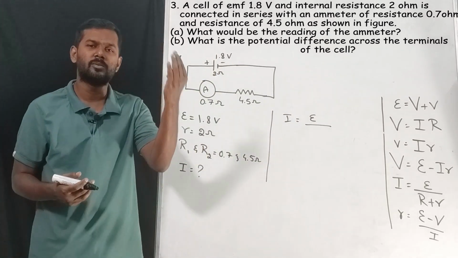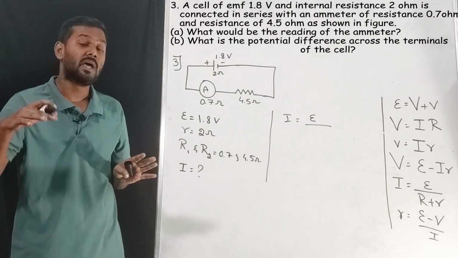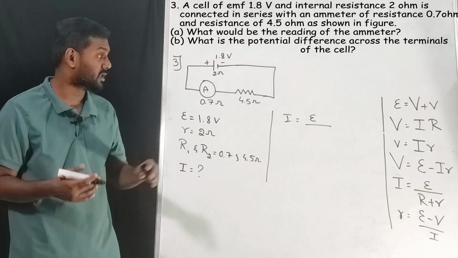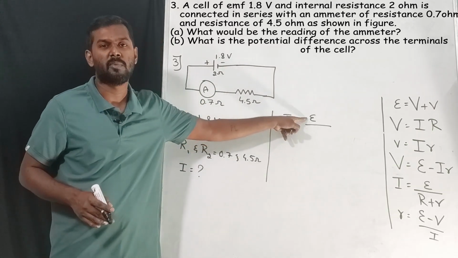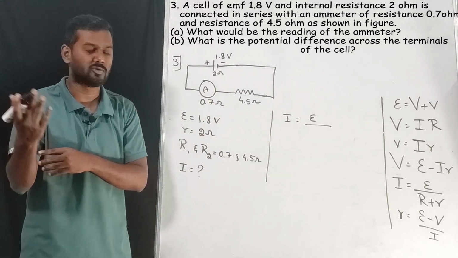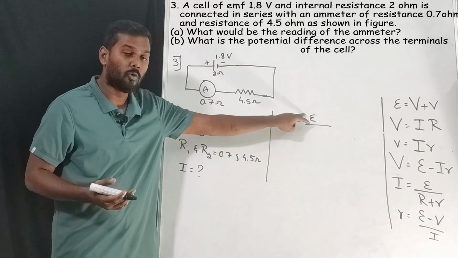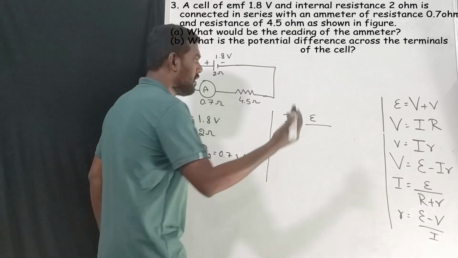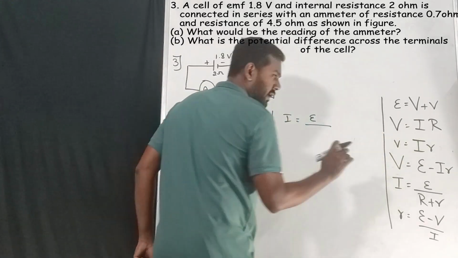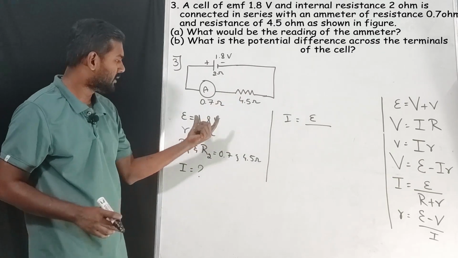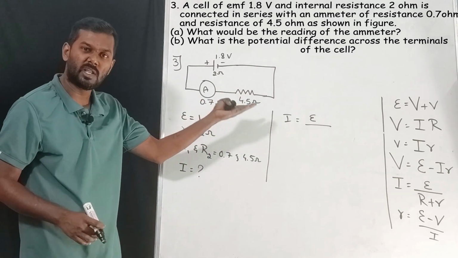Current. Current is nothing but voltage divided by resistance. Go for Ohm's law. All these things are the basics of Ohm's law. E is nothing but EMF. EMF is nothing but in terms of voltage only. So current is equal to voltage by resistance. See, according to Ohm's law, I is equal to V divided by R, correct? In the same way, but here the resistances are different and the voltage value is different.